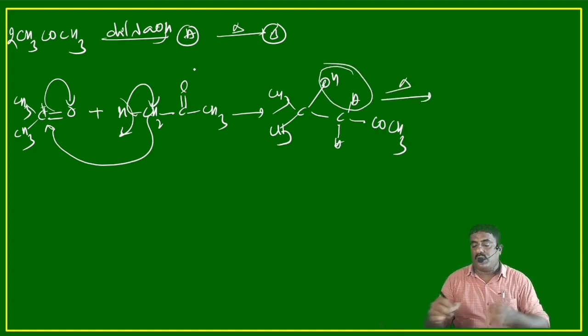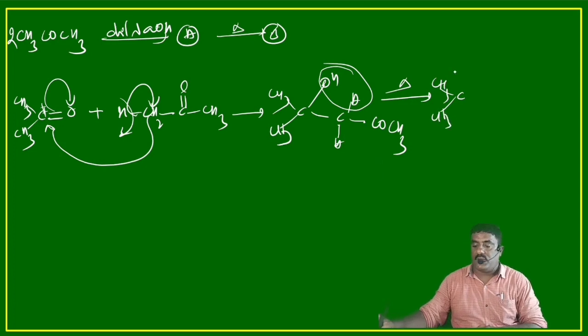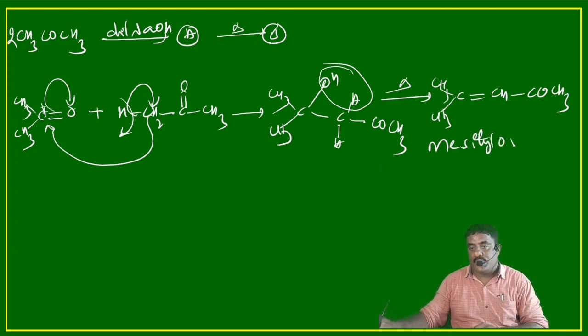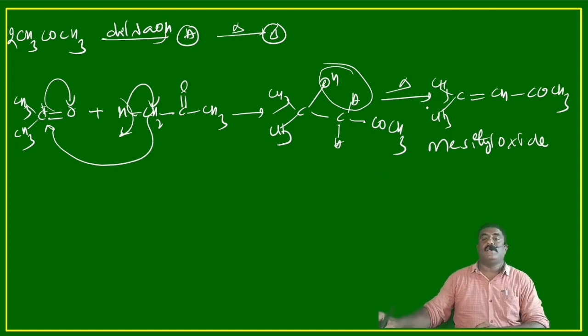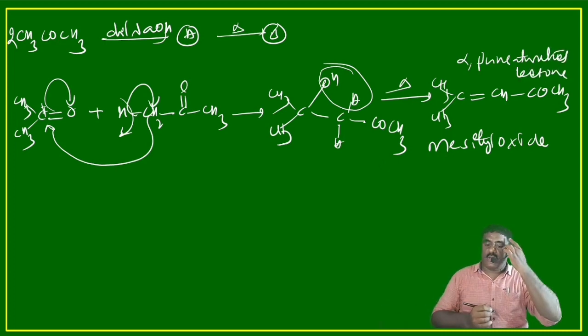It eliminates the water molecule. H2O is eliminated. It gives what? CH3, CH3, double bond CH and COCH3. It is mesityl oxide. It is an alpha beta unsaturated carbonyl compound, an unsaturated ketone.